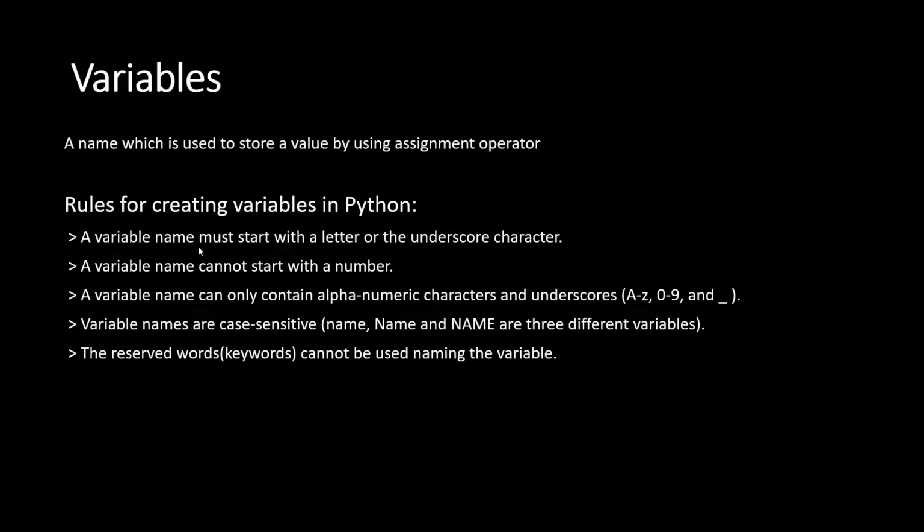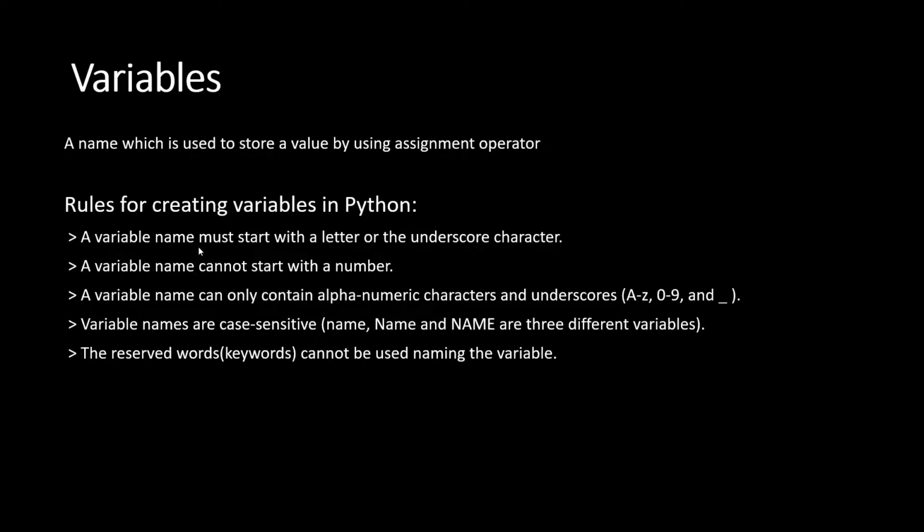So here are some of the rules to create Python variables. A variable name must start with a letter or an underscore. It means a variable must start with a letter, like alphabets A, B, C, small or capital, or with an underscore. A variable cannot start with a number, like 1ABC. That is an error. So variables only start with letters or underscores.